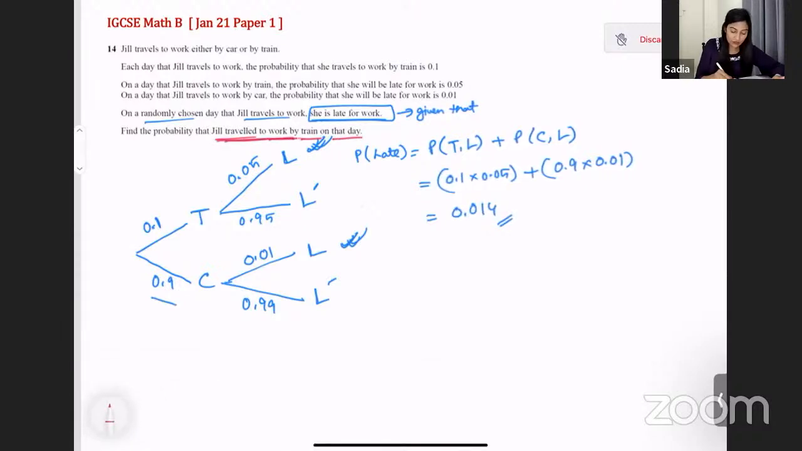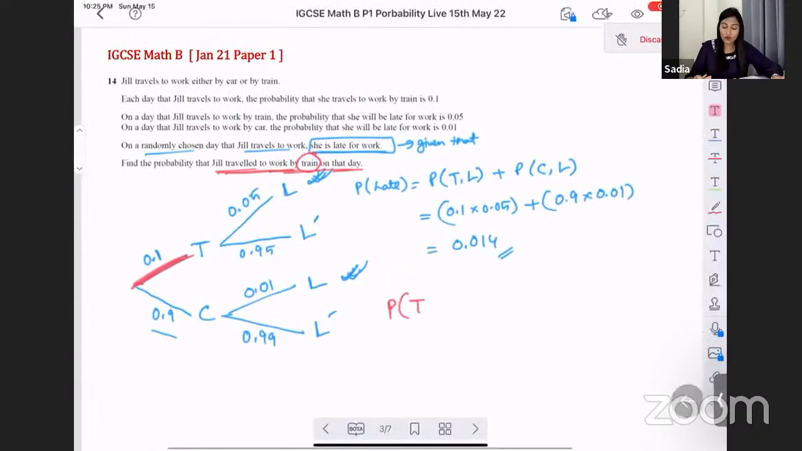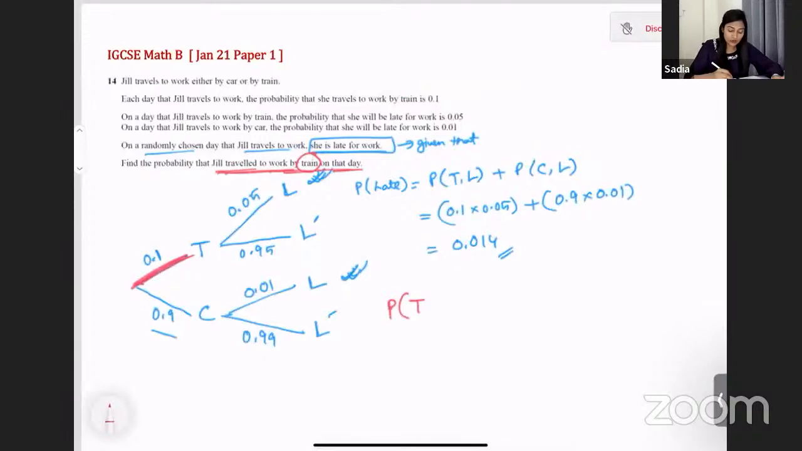And we have to calculate the probability that she travels to work by train on that day. So we need to find the probability of going to work by train. So this is the branch we are talking about. But you cannot stop at train because they have already mentioned that she was late. So it means you have to continue up to this late point. You cannot just stop here just because they have included the word train here. Given that situation, already mentioned that she is supposed to be late, and then later on they want us to find the probability of train.